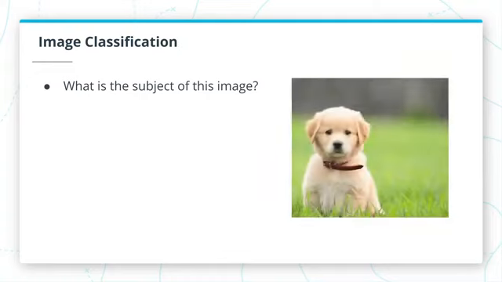The first scenario within computer vision is image classification, sometimes referred to as image categorization. With image classification, we want to define the subject of an image. If we send the image to the right-hand side through a classifier, it might come back to tell us that the subject of the image is an animal, or more specifically, a dog.